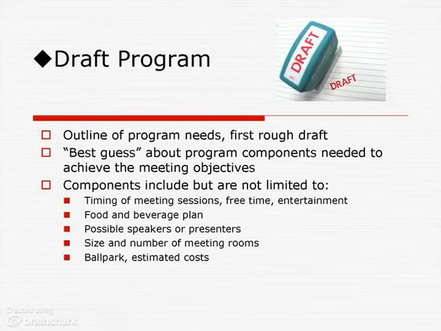Draft program. This is where you're putting together the draft of your meeting program. You'll need an outline of your program needs, and you do the first rough draft. This is your best guess about the program components that you'll need to achieve the meeting's objectives. What are the parts that will make up the whole? The components of your meeting program will include, but are not limited to, the timing of the meeting session, free time, entertainment, food and beverage plans, possible speakers or presenters, the size and the number of meeting rooms, and a ballpark estimated total cost.